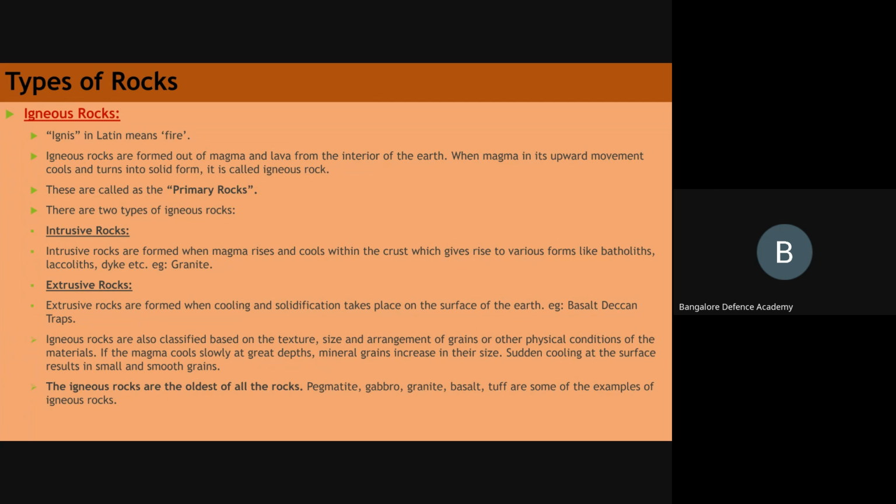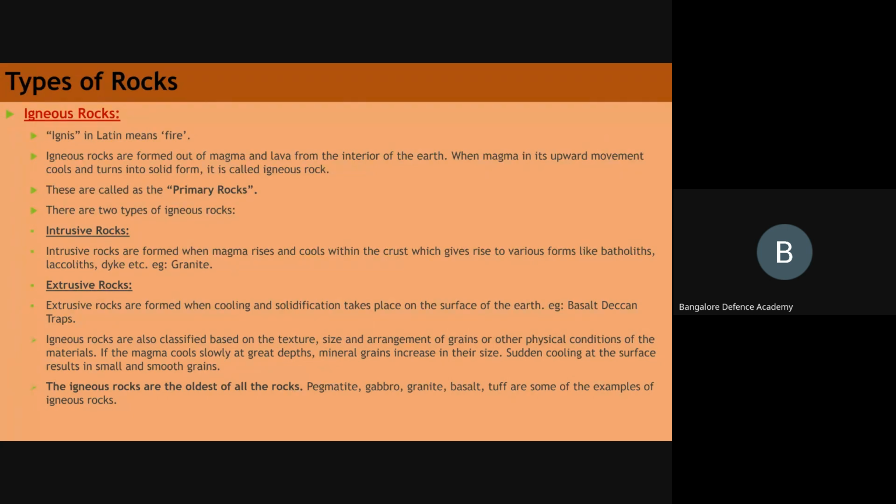These rocks are called primary rocks because any rock can be formed from igneous rock. If this igneous rock gets weathered and eroded, it will form sediments. And because of the lithification of the sediments, it can be converted into sedimentary rock. If alluvial soil is there, and along with that the igneous rock got eroded and the sediments also reached there, then they can form a sedimentary rock.